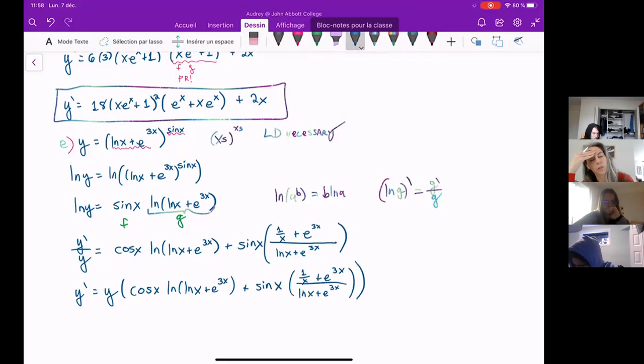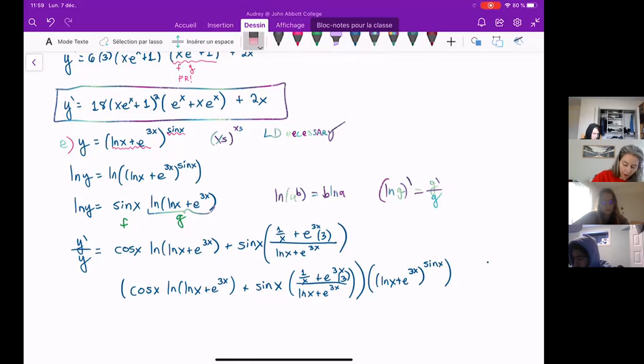Is it okay to leave my answer like this? Oh yeah, sorry, I forgot the times 3, my bad. Thank you, Maureen. No, you have to replace y with the original value, so ln x. Exactly. We don't want to leave y there like that. Writing y, you're not going to get full credit for that. We want to multiply by the original function. So this is ln x plus e to the 3x, all to the power of sine x. And this is my y prime.